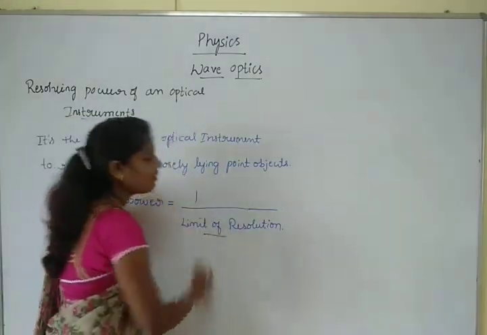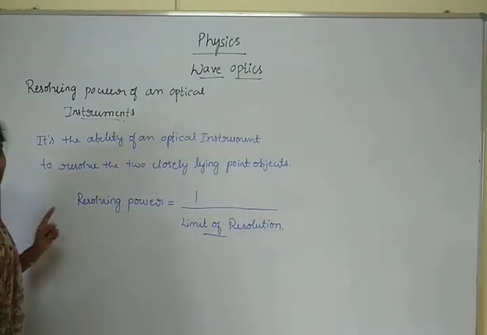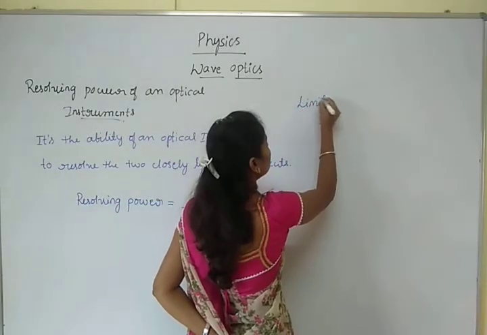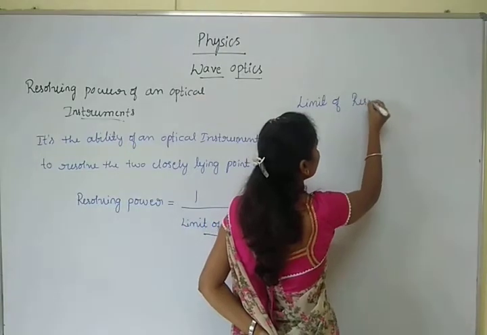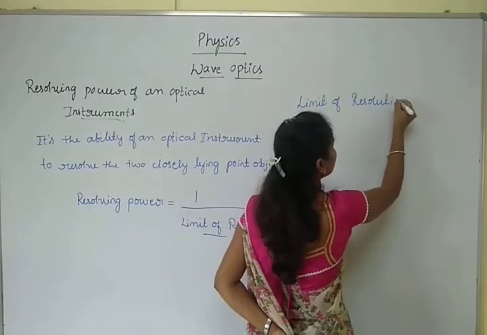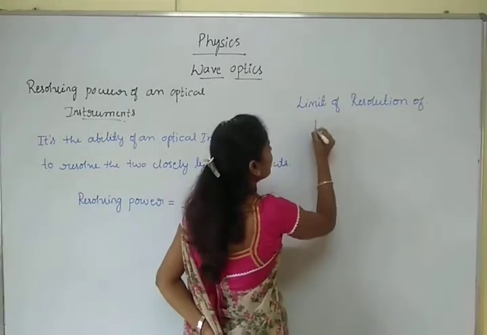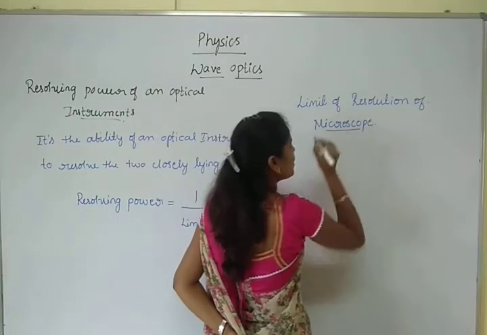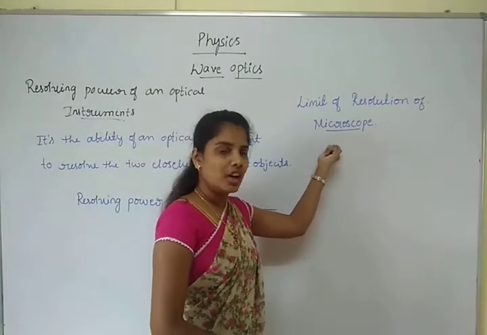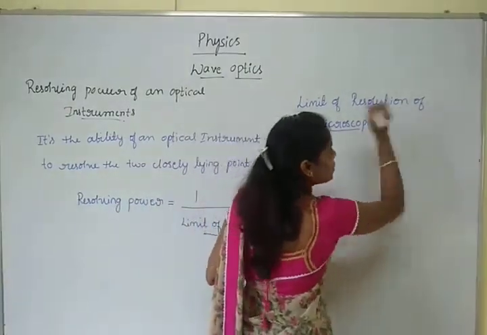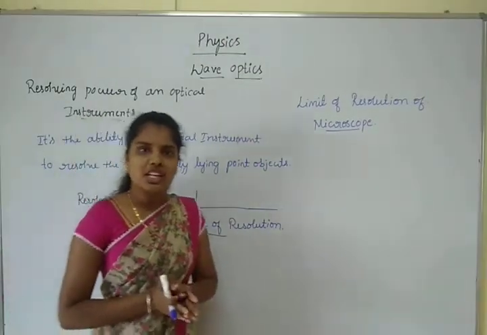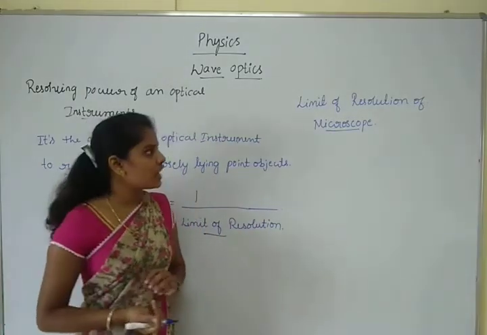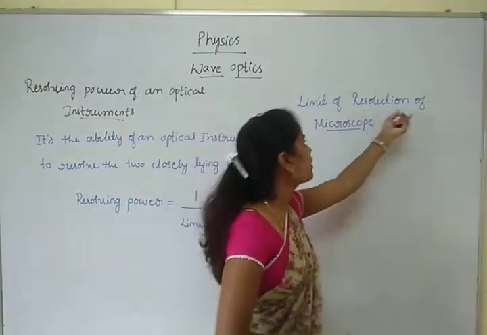Then what do you mean by limit of resolution? So first consider a microscope. Limit of resolution of a microscope. A microscope is a device used to magnify the point object. So what is the limit of resolution of a microscope? It is the minimum distance between the two point objects that can be just resolved when seen through a microscope. That is called the limit of resolution of a microscope.